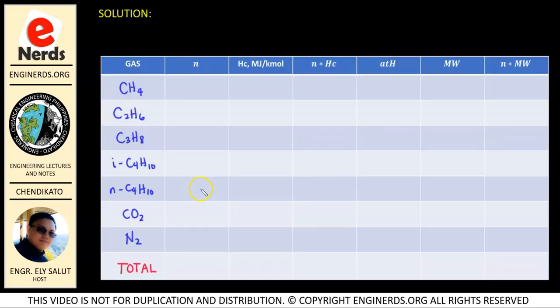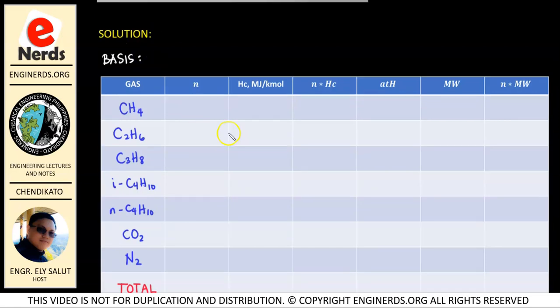So, meron na tayong table dito. This is the same table na makikita ninyo sa book. Kaya lang doon, syempre, may mga sagot na yan. So, ngayon, ipapakita natin paano nakuha yung mga values na yon. Okay? So, first, we have to set our basis. Let me write it here. We need to set our basis.